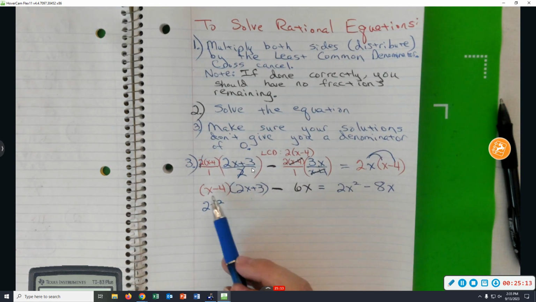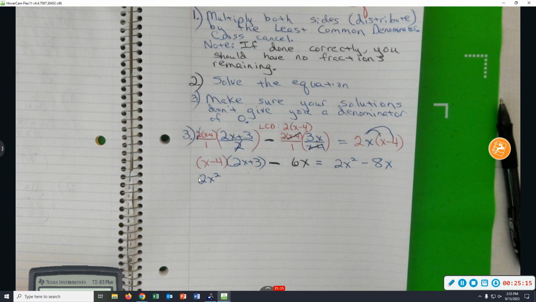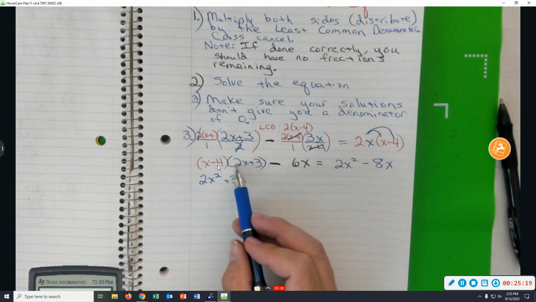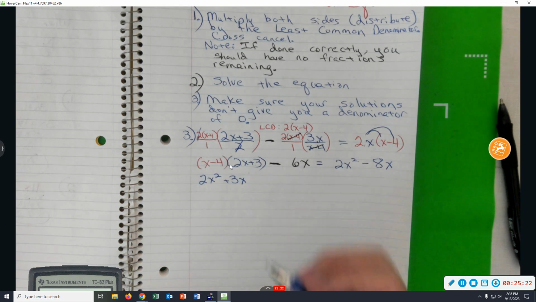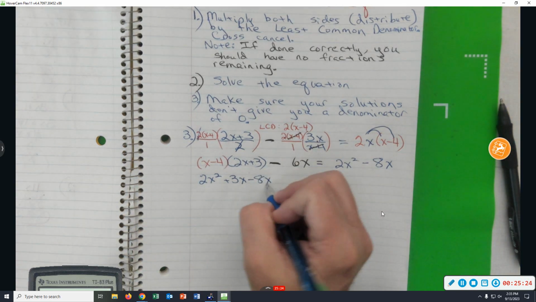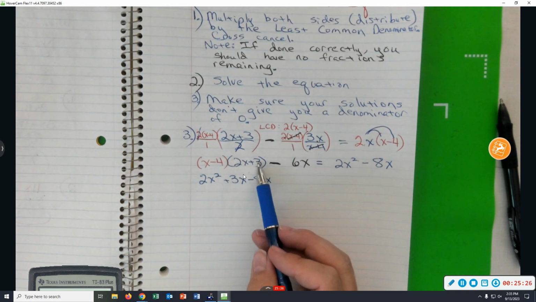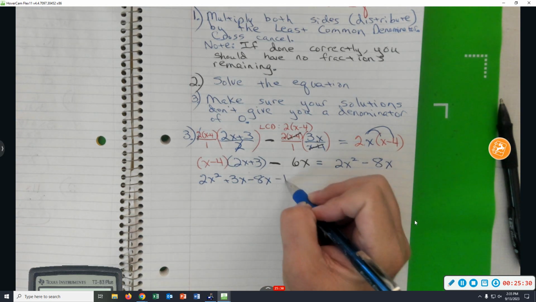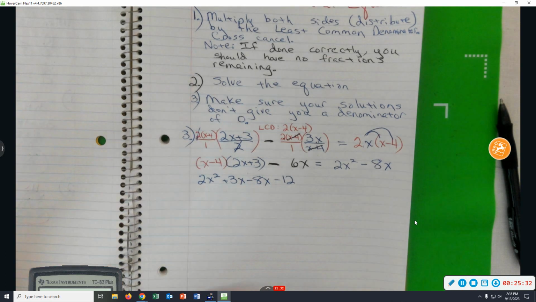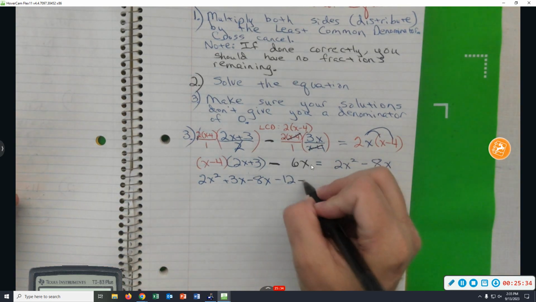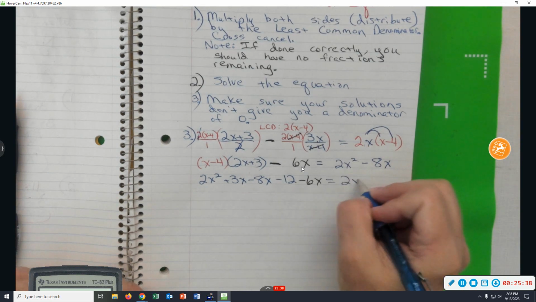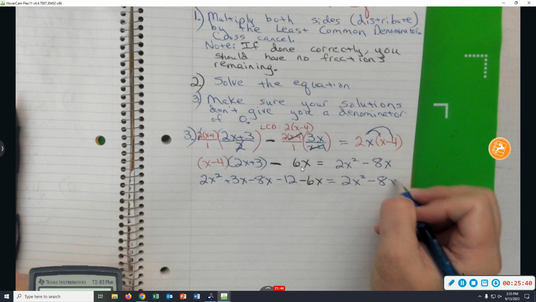Outer, 3x. Inner, negative 8x. Negative 4 times positive 3 gives me, and I still have that minus 6x right here equals 2x squared minus 8x.